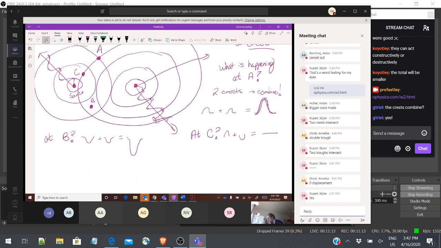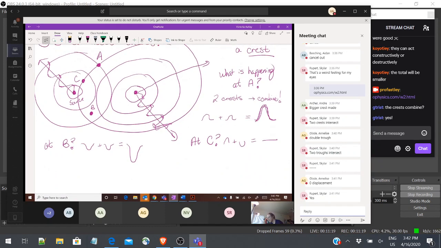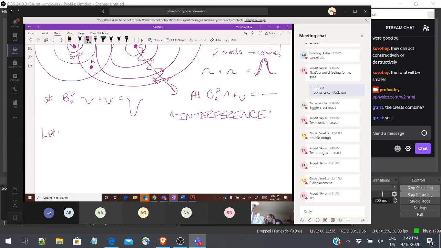So this process is still superposition, but it's also sometimes called interference. The pattern it makes is an interference pattern. Interference. Okay, and let's say we want to put some math on this. Let's add math.